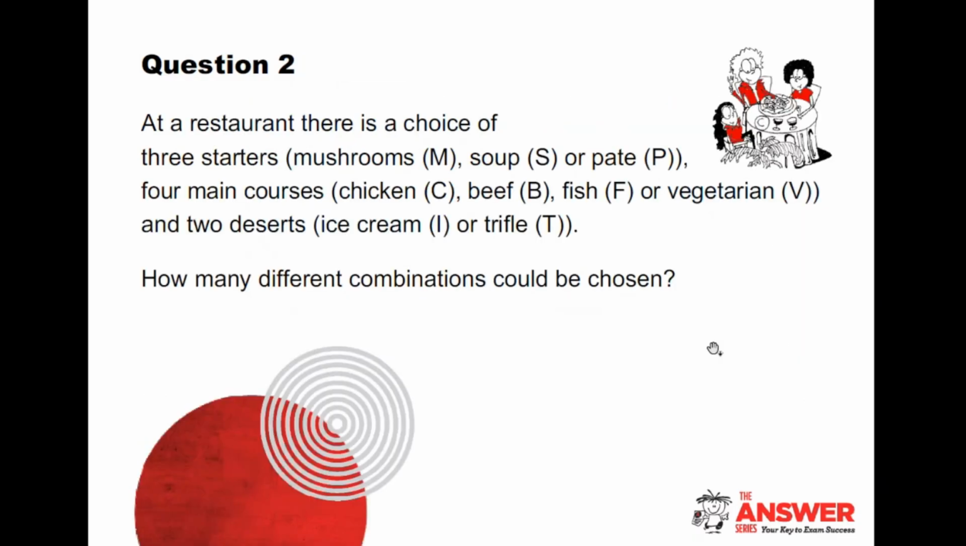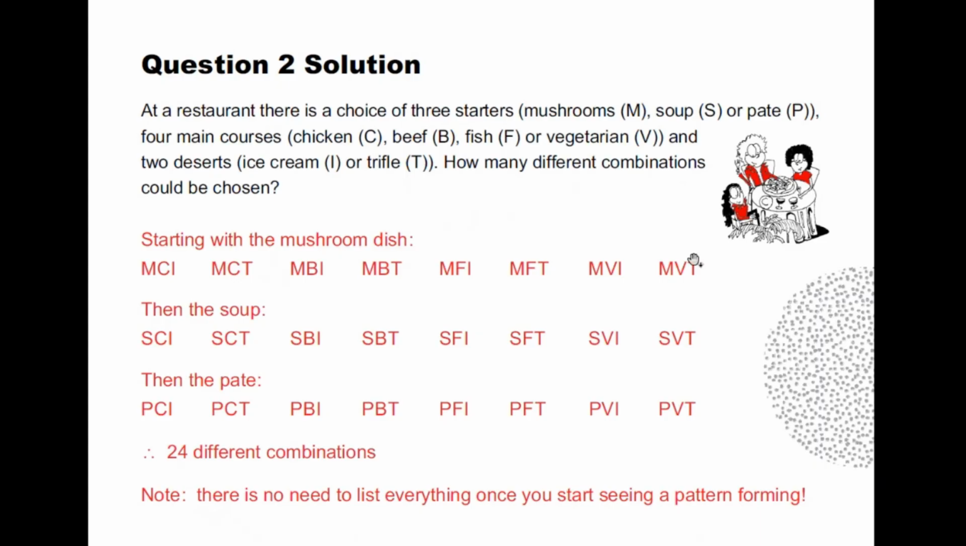If I take a second example, at a restaurant, there's a choice of 3 starters: mushrooms, soup, or pate. 4 main courses: chicken, beef, fish, vegetarian. And 2 desserts: ice cream or trifle. How many different combinations could be chosen? And again, this can very easily be asked at a grade 7 level. So if we start by listing everything, well, if you have mushroom and chicken, then you could have ice cream or trifle. So mushroom, chicken, ice cream, mushroom, chicken, trifle. If you have mushroom beef, then you can have mushroom beef ice cream or mushroom beef trifle.